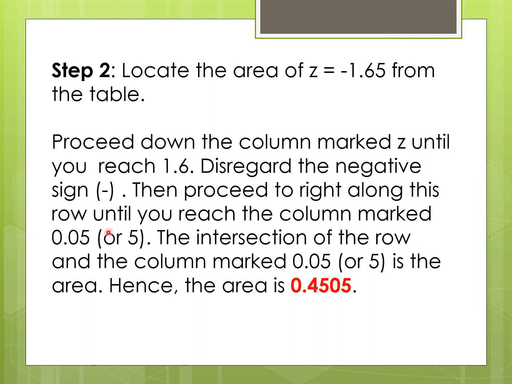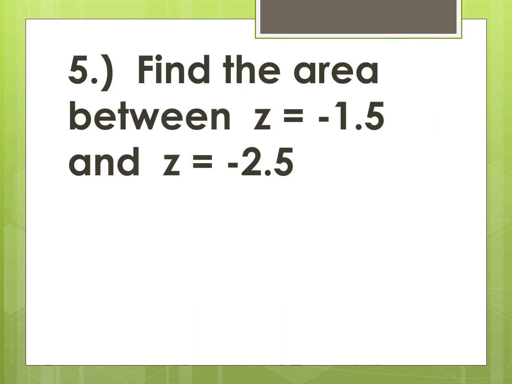Then proceed to the right along this row until you reach the column marked 0.05. So the intersection of the row and the column marked 0.05 is the area. Hence, the area is 0.4505. Okay? Same process lang. Disregard the negative sign. So 1.6. So ang i-add natin is 0.05. O para madali, the 1 with 5. So the intersection will be the area, which is 0.4505.